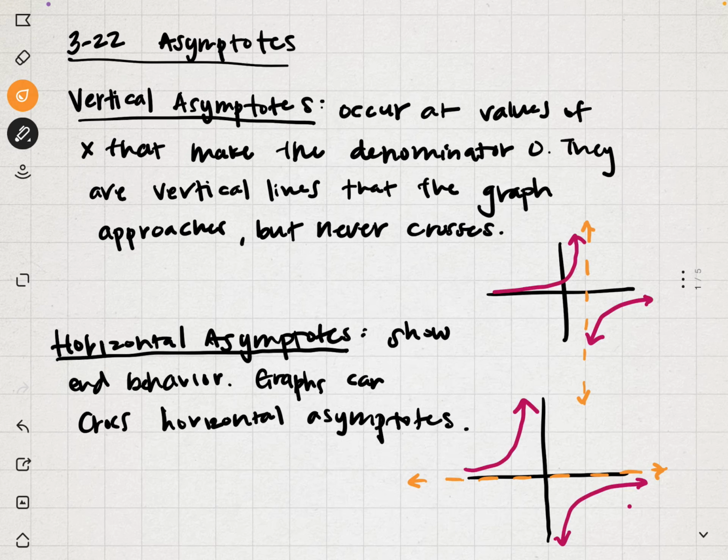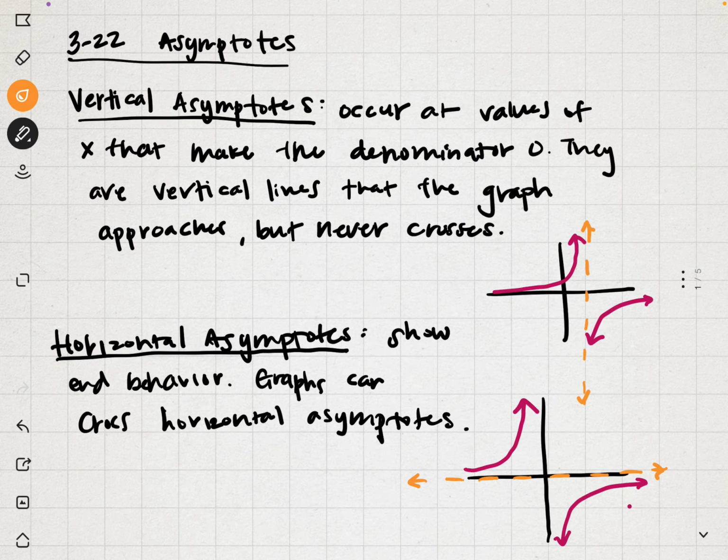Today we're looking at asymptotes. So we have two different types of asymptotes. The first type is vertical asymptotes. They occur at values of x that make the denominator 0. They're vertical lines that the graph approaches but never crosses.